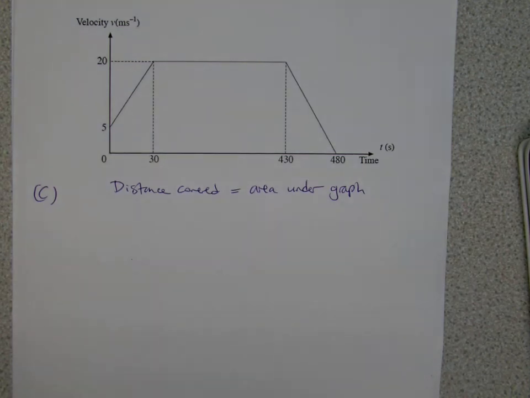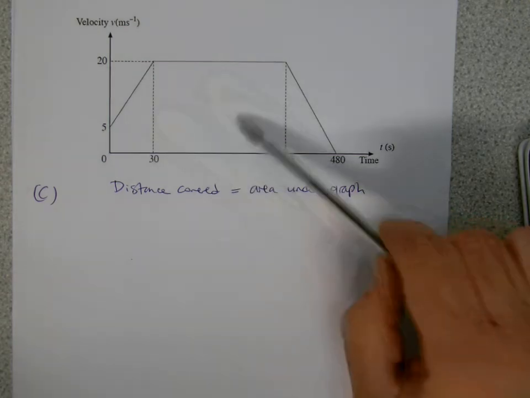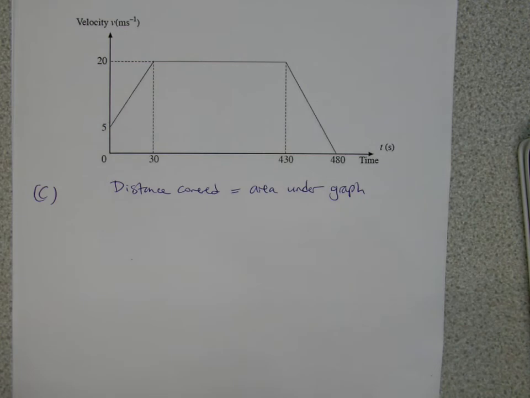Okay, so part C, right? We're asked to work out the distance travelled between 0 and 480 seconds, and it comes to this other idea that we need to remember with velocity-time graphs: the distance travelled is simply the area under the graph. So we need to work out this area here, all of that area there. Once you've worked out the area, you've got your distance covered in metres.